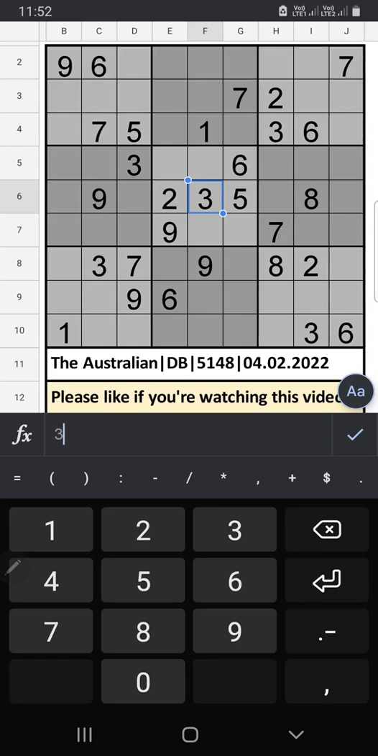Welcome to SkVm Sudoku. I am going to solve the Australian Diabolical Sudoku based on February 4, 2022 Diabolical Sudoku.